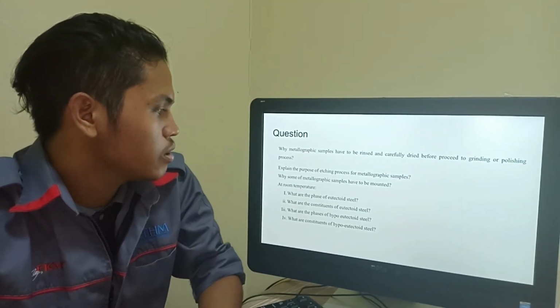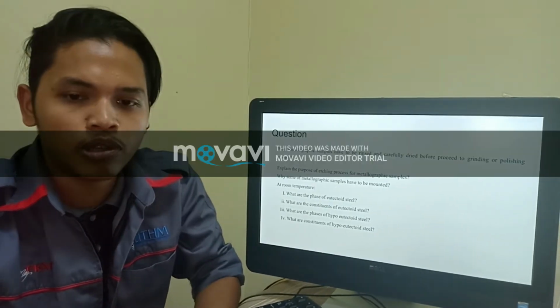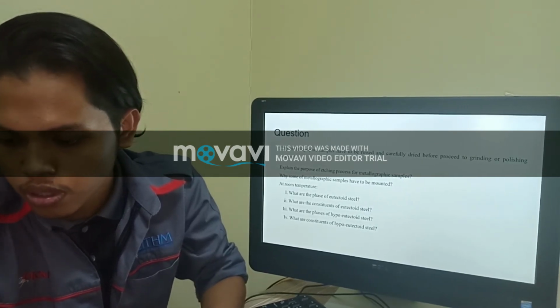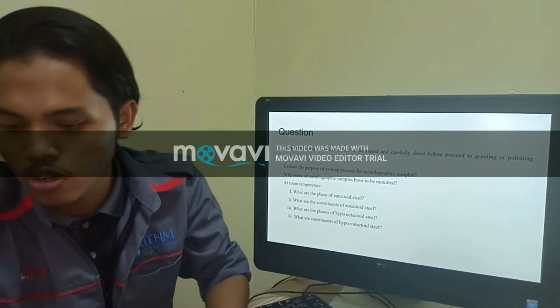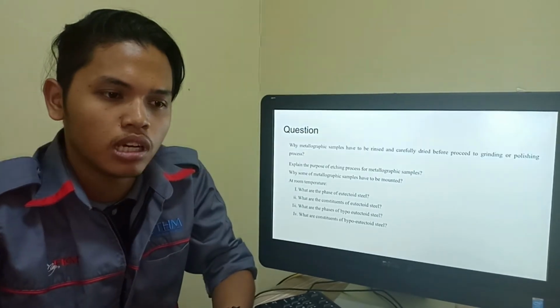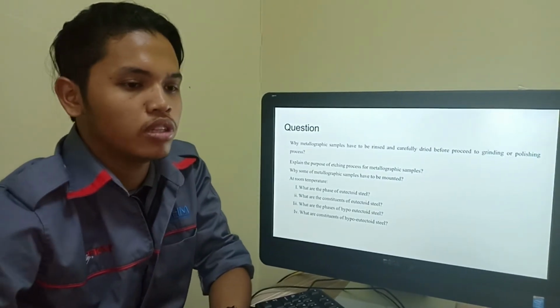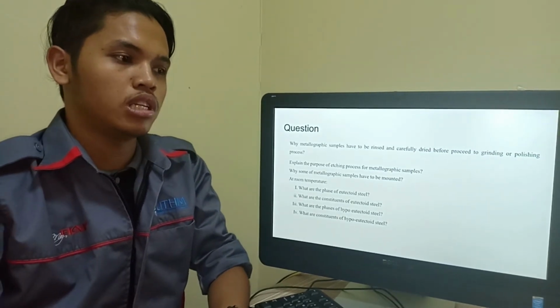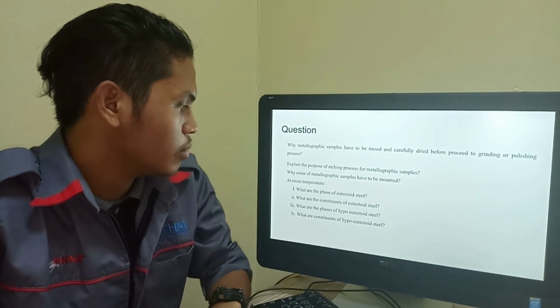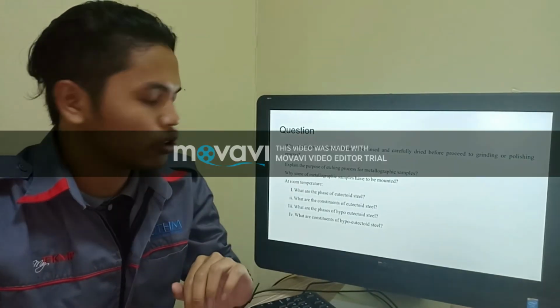And the third one is why some metallographic samples have to be mounted. A metallographic sample has to be mounted because polishing is best done by machine, with a mechanical hold applying uniform motion. So this sample must be mounted so it is easier to see the microstructure when we see it in the microscope. And then, at room temperature, what is the phase of eutectoid steel?